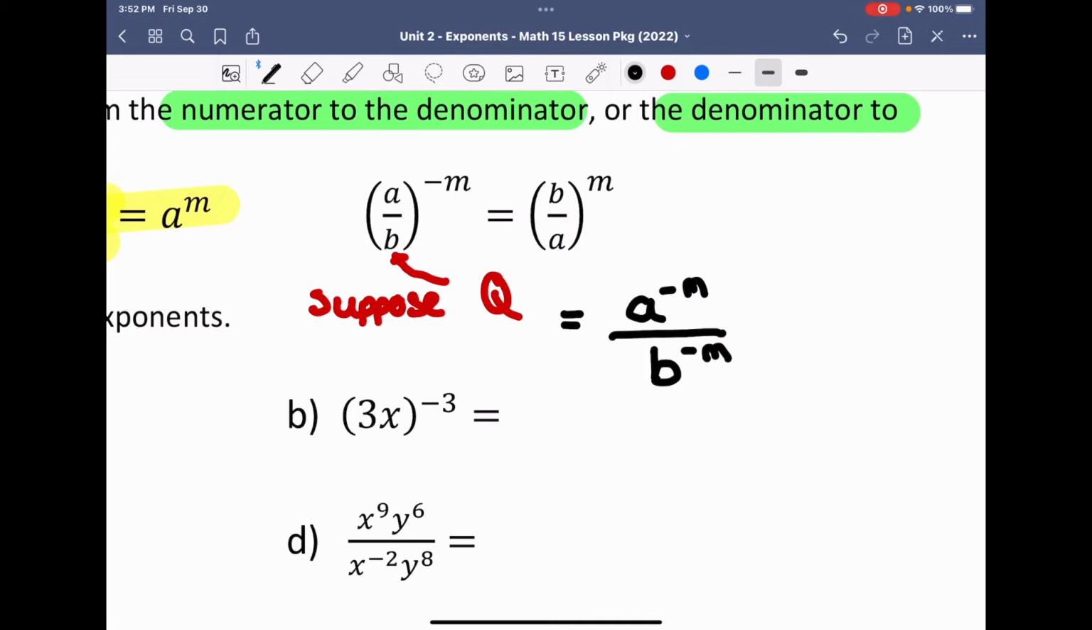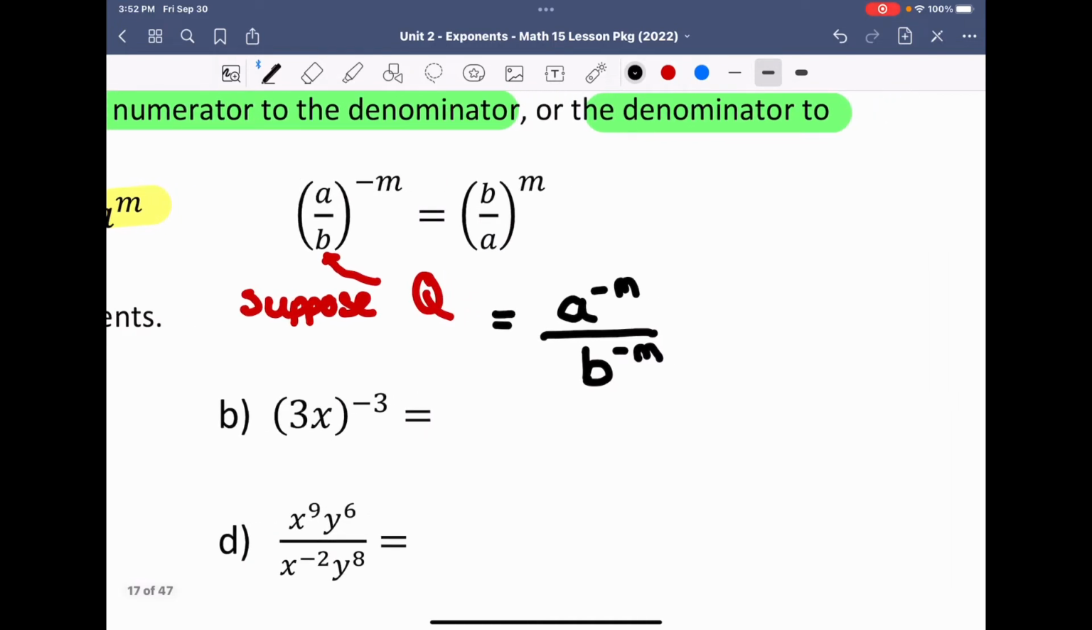And that's by power rule. We just multiply it into the brackets. Well, what do we know? We know a negative will always flip it to the opposite location and make that exponent positive. So I can rewrite this as b to the positive m. That negative m has been relocated, or the base b has been relocated and made a positive exponent.